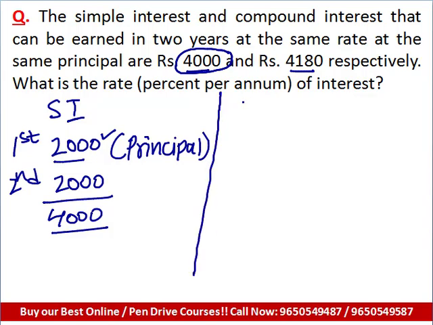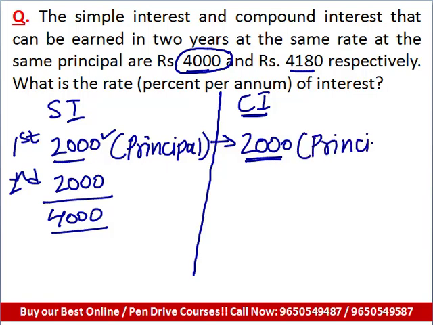Now let's look at compound interest and how it works. In case of the first year, there is no difference between simple interest and compound interest, because in case of the first year, you will be getting interest only on the principal. For the first year, the interest is nothing but 2,000. So this 2,000 rupees is nothing but the interest earned on the principal.